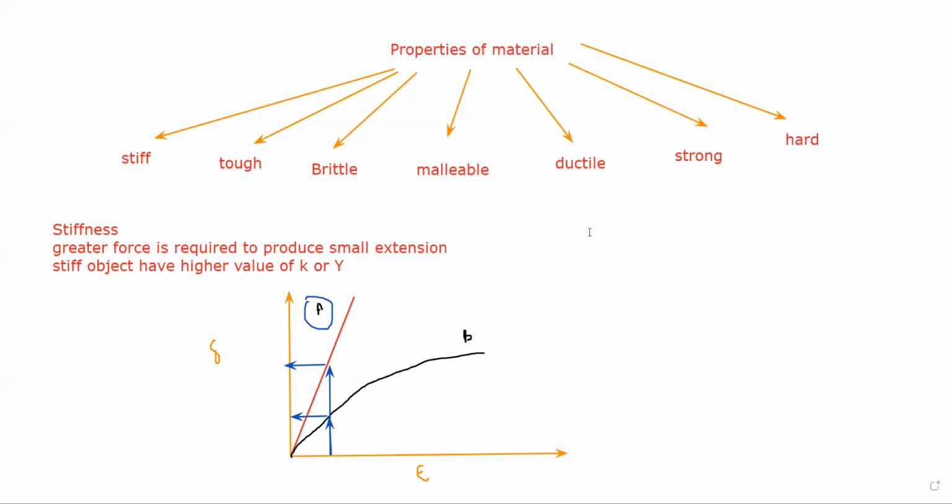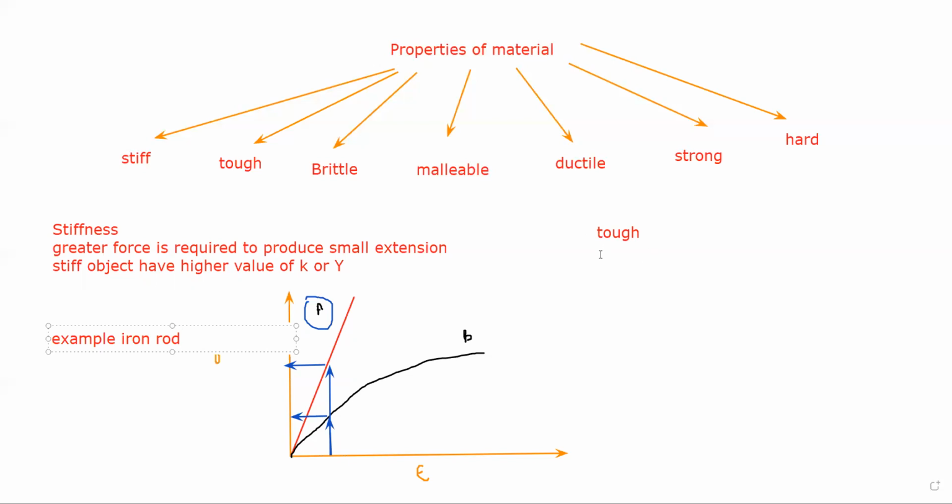What is a stiff material? An example of a stiff material is an iron rod. If you want to deform the iron rod, you need a greater amount of force to produce a small change in length, to deform or extend it. So an iron rod is a stiff material.